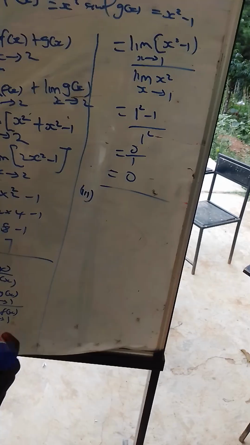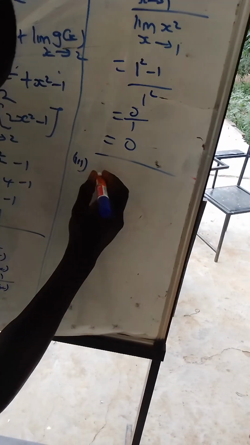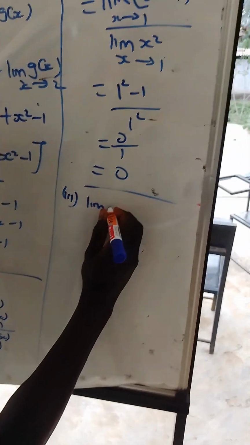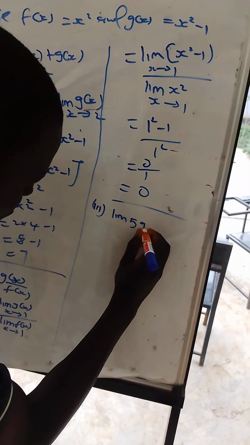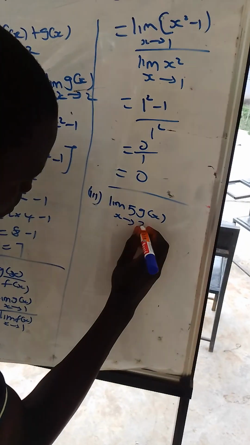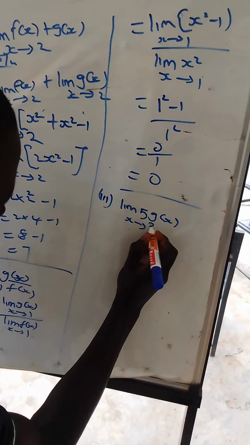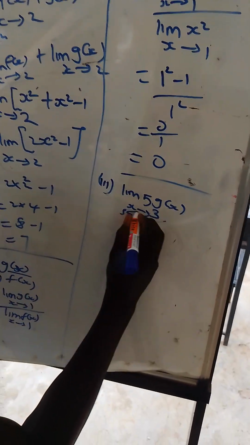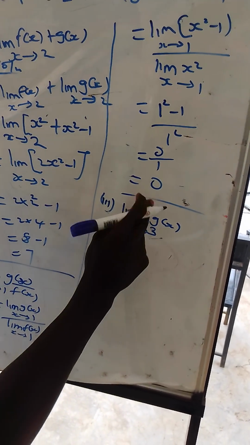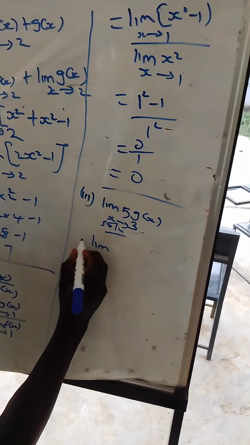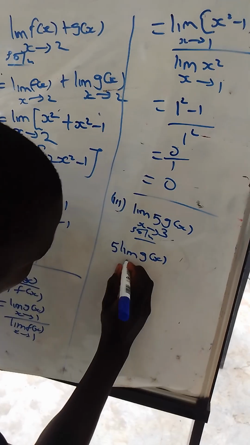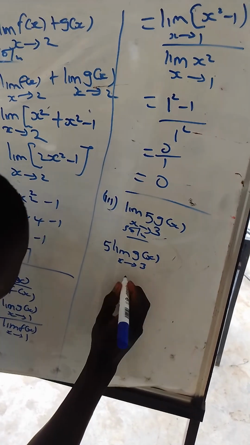Now we are going to our third example, that suppose that you find the limit of the function 5 g over x for x tending into 3. This one is the same as our limit of the function. Okay, now here this 5 is a constant. Now we are going to pull this constant out. We shall have 5, the limit of the function g over x for x tending into 3.